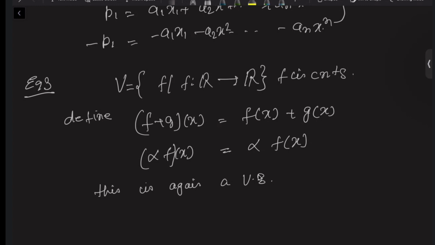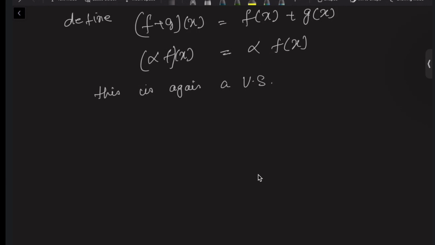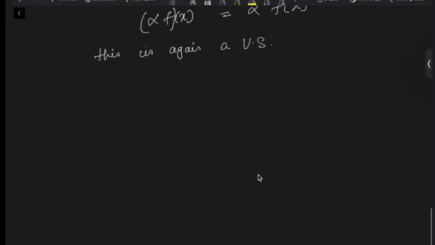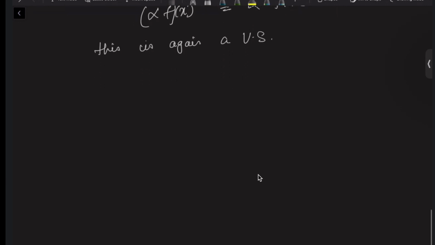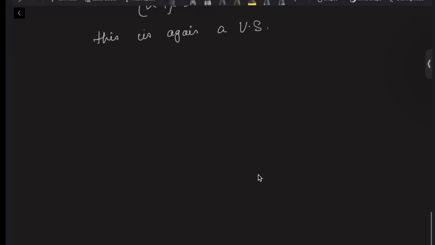So with these examples, now we can go and formally try to define what a vector subspace is. I gave these examples because we will use them to understand the concept of vector subspaces. So what is a vector subspace?